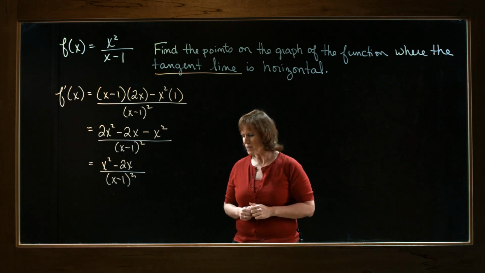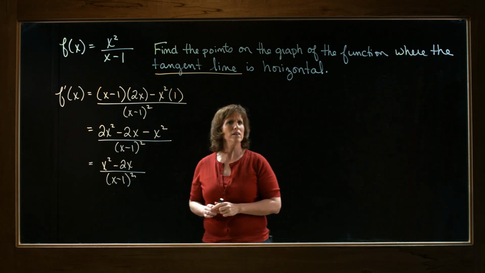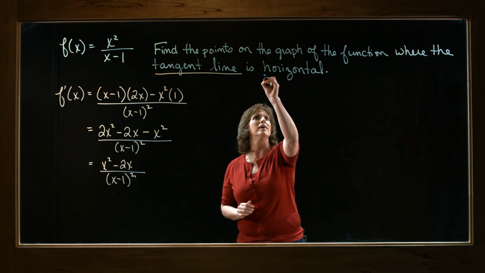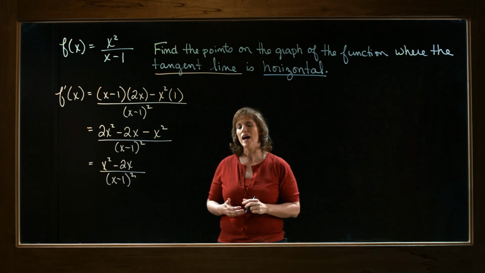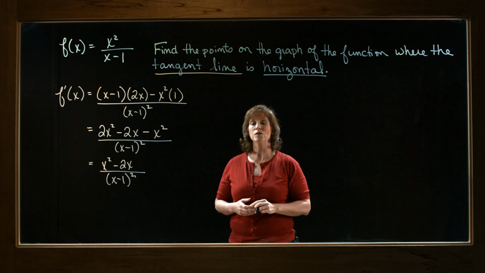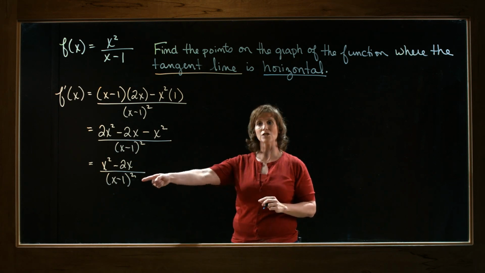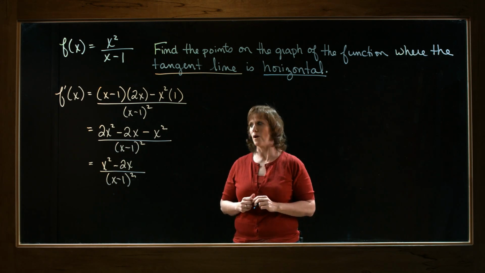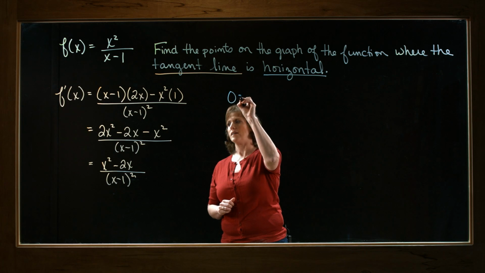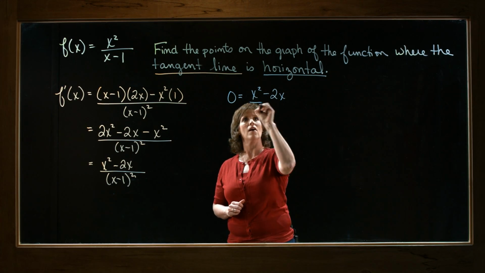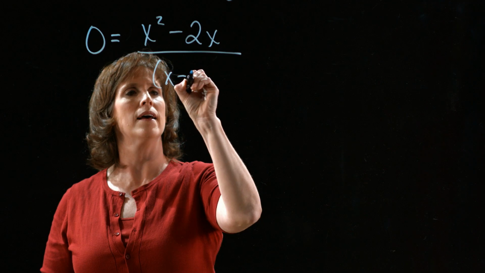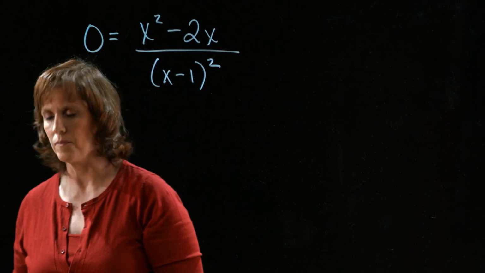But what do I want to do with that slope of the tangent line? Well, I want to know when is it horizontal? Well, we know that horizontal lines have a slope of 0. So what I'm asking is, when is the slope of my tangent line equal to 0? So let's find out. 0 equals x squared minus 2x all over the quantity x minus 1 squared.